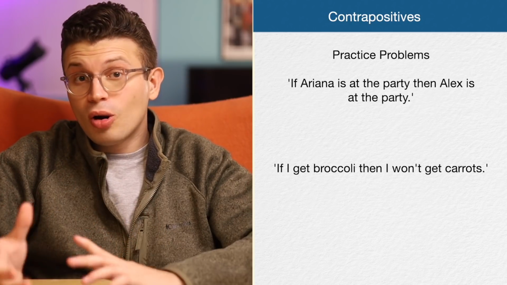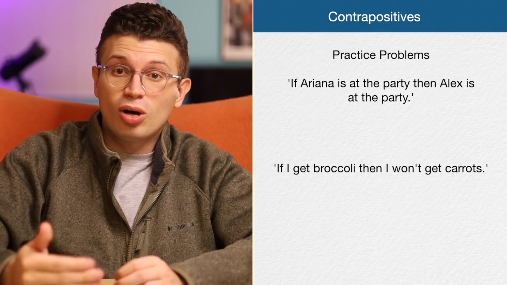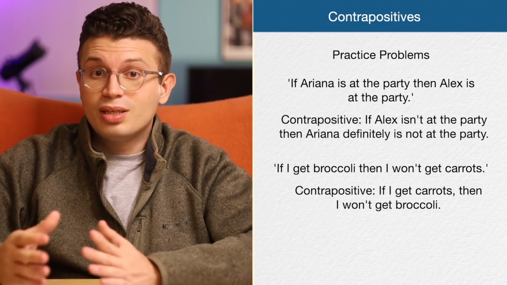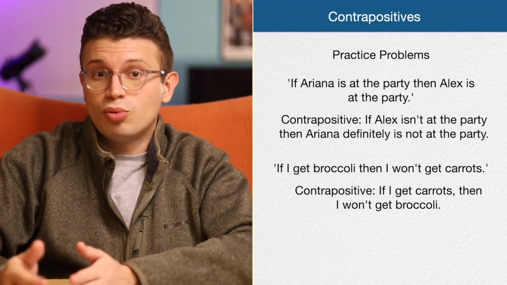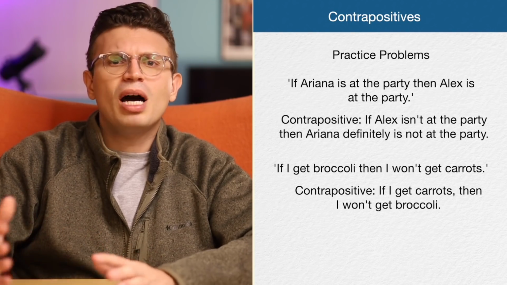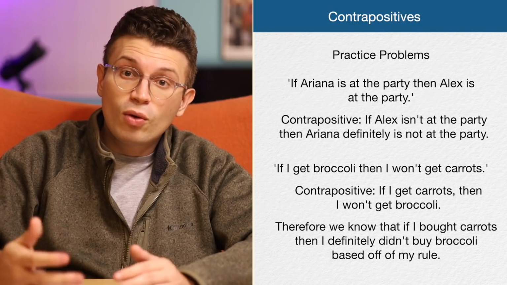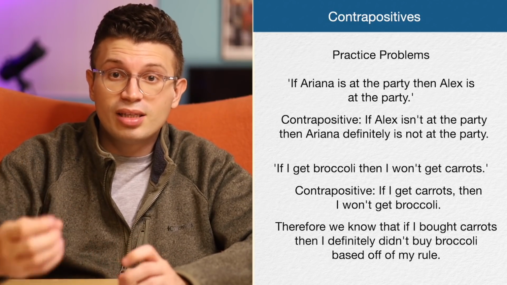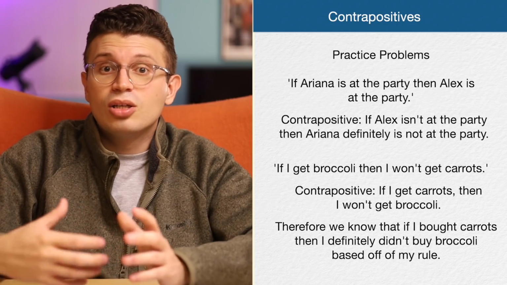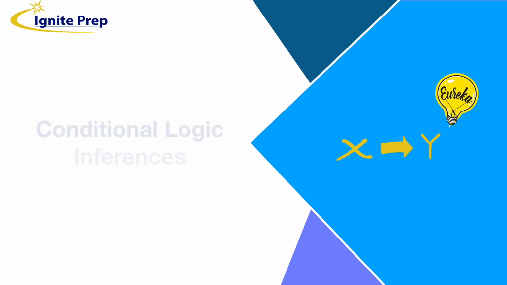Okay, guys, hopefully you got all of those right, all right? We're going to talk about that last one where I said, if I get broccoli, then I won't get carrots. So the answer to that one you saw was, if I get carrots, then I won't get broccoli. I want you to think about what this is saying. We say, if I buy my broccoli, then I definitely won't buy carrots. Therefore we know that if I bought carrots, then I definitely didn't buy broccoli based off of my rule. Okay, so now a little bit of a review for the contrapositive side of this lesson.